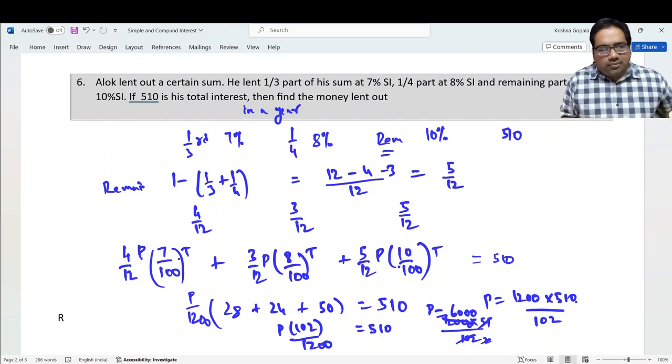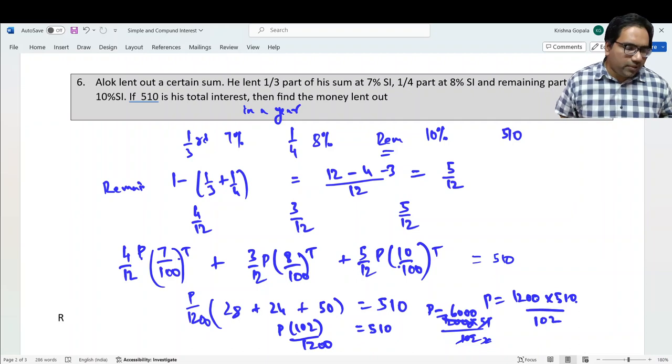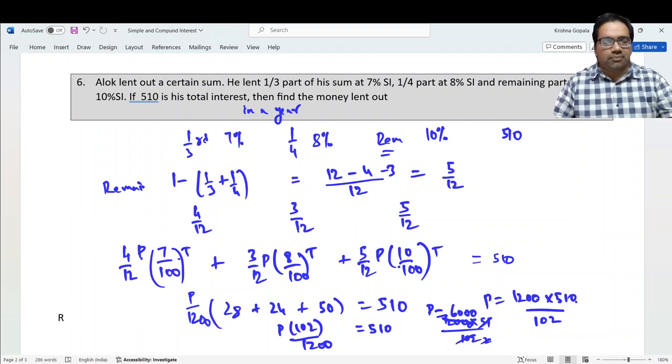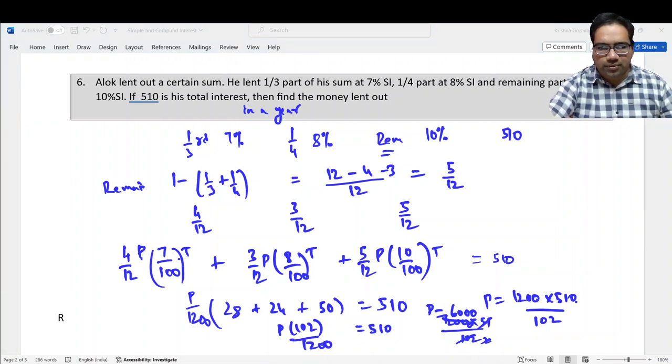Hope you have understood. Basically, in all these simple interest questions, it is about PTR by 100. What is the interest rate? And what is the time? These two we should know clearly.